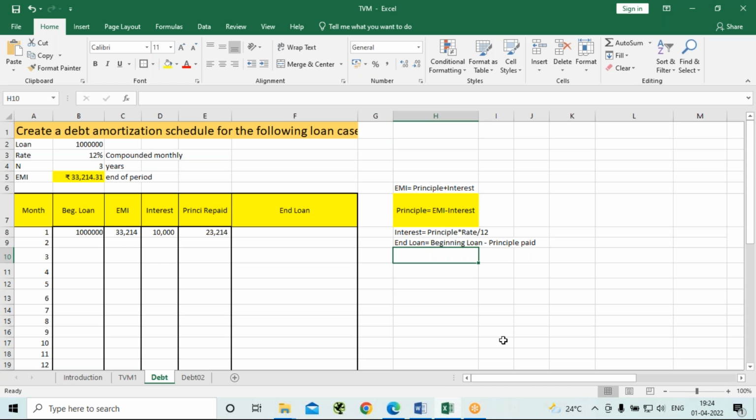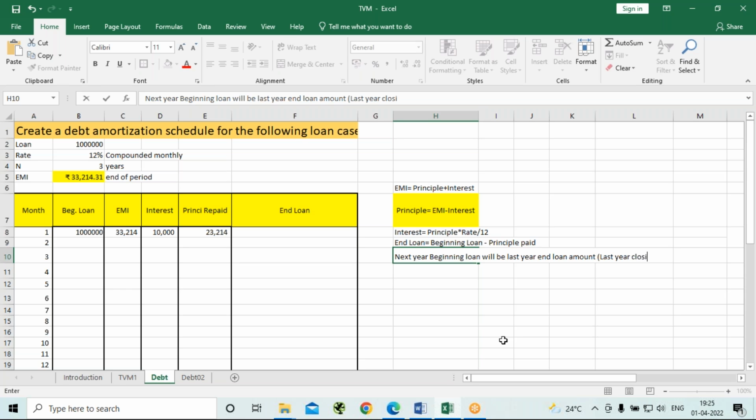Then the next year's beginning loan will be last year's end loan amount, or it is last year's closing balance.